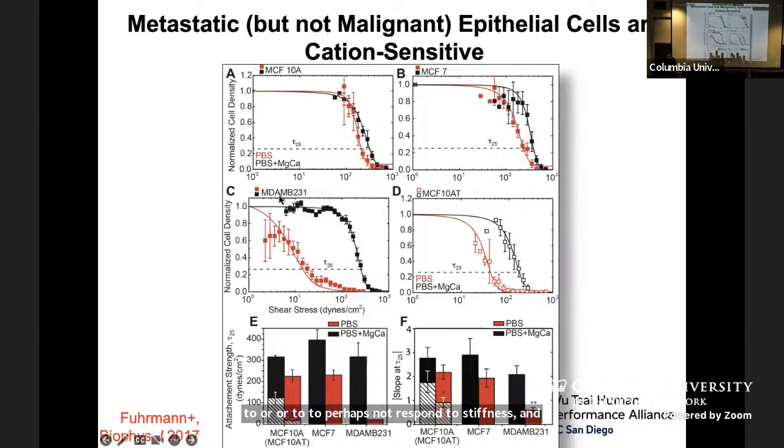But if you get to the MDA-MB-231s, this is a triple negative breast cancer cell line. Now, all of a sudden, you see there's tremendous cation sensitivity. If you withdraw these divalent ions, all of a sudden the cells detach. Now, all these are different cell lines and different backgrounds, so I show in panel D here the MCF10AT line. This is a RAS transformed cell line that we think is really important as an isogenic comparison between panel A and D. And you can see, again, a pretty remarkable transition in their behavior just by turning on a single oncogene.